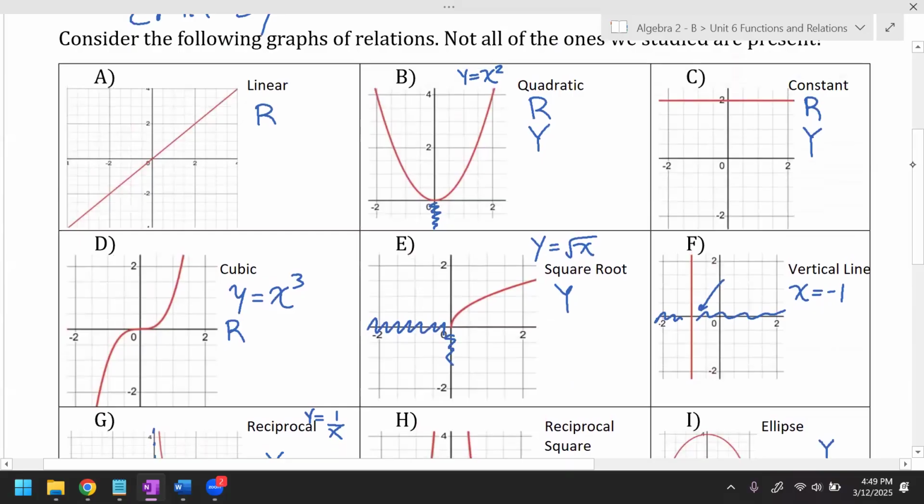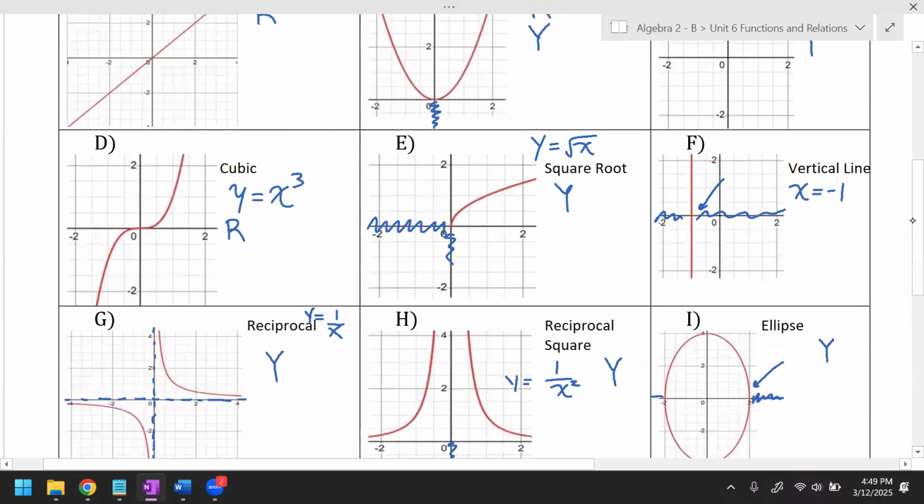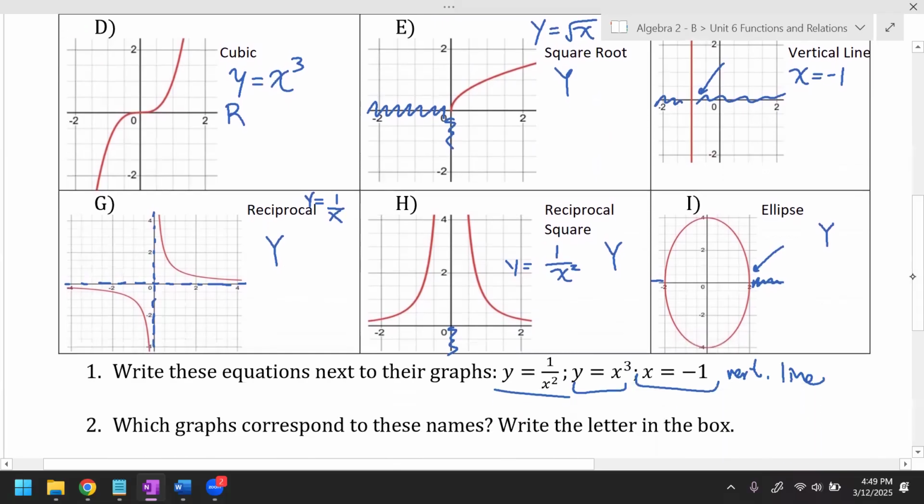Linear doesn't, A doesn't, neither does B. C does flatten out, but not at 0. So we're not going to write an S next to the C either. D doesn't flatten out. E doesn't flatten out as it goes to the left. In fact, for E, it doesn't even go to the left. Neither does F. Letter F does not flatten out as x goes to the left. It doesn't even go to the left.